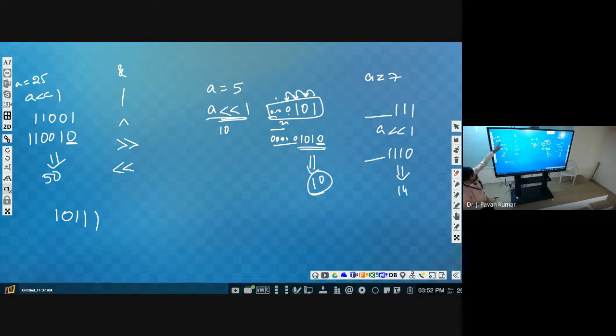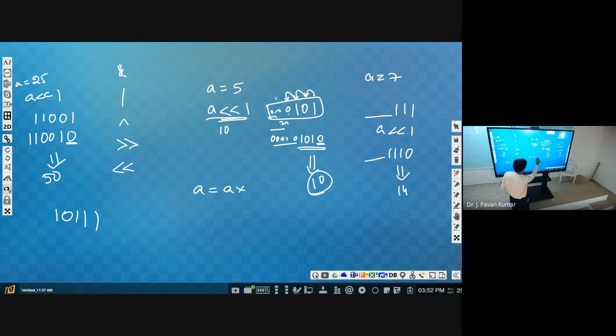So here you can observe A is 5. When we shift left by 1 bit we are getting 10. 7 means 14. 25 means 50. Whenever we left shift by 1 bit, the value is being doubled.